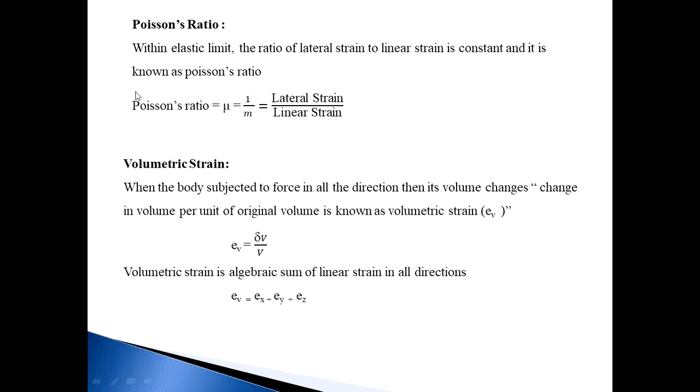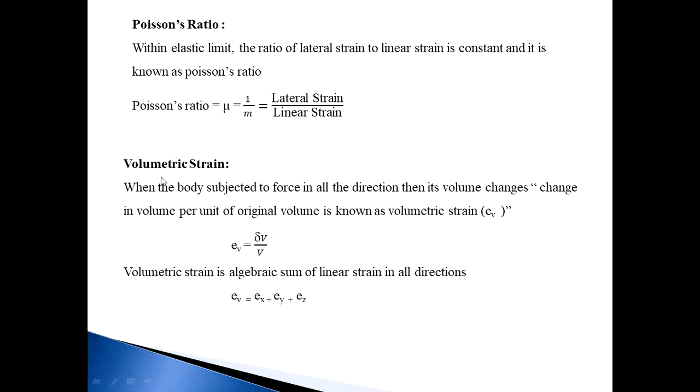Then next, Poisson's ratio. Within the elastic limit, the ratio of lateral strain to linear strain is constant and it is known as Poisson's ratio. Poisson's ratio is denoted by mu or 1 by m. Poisson's ratio is equal to lateral strain divided by linear strain.